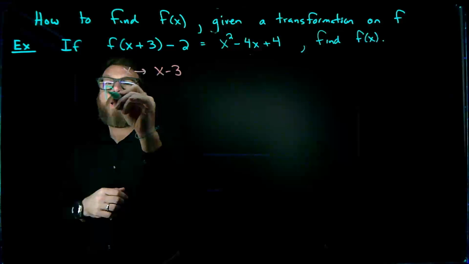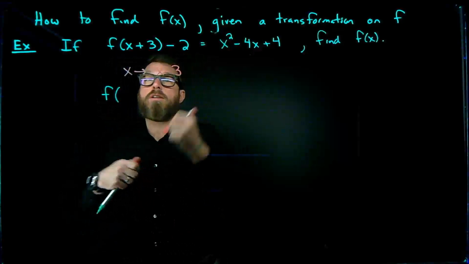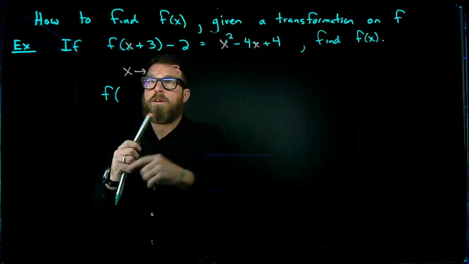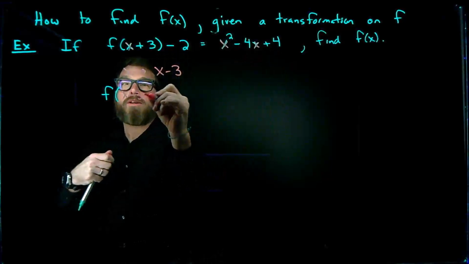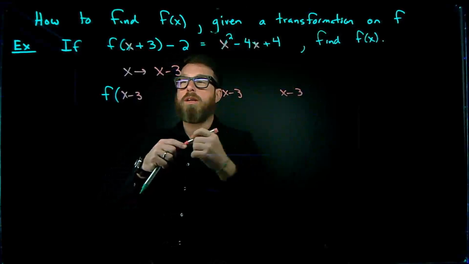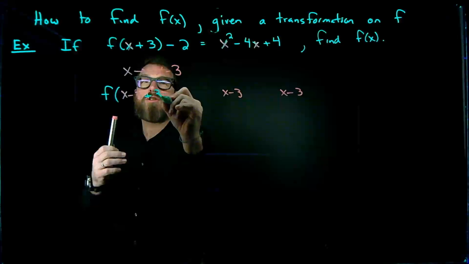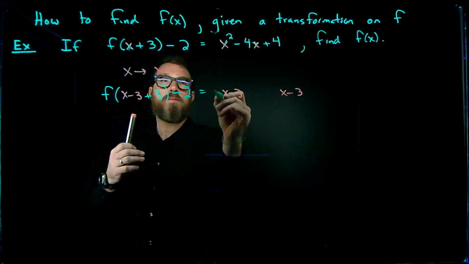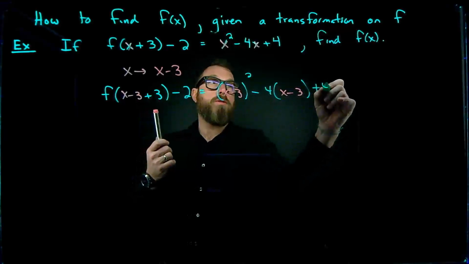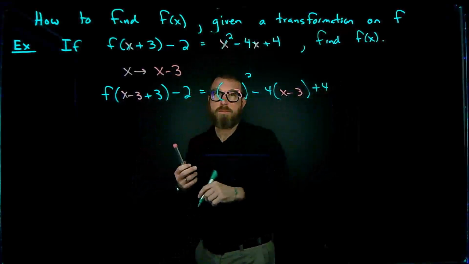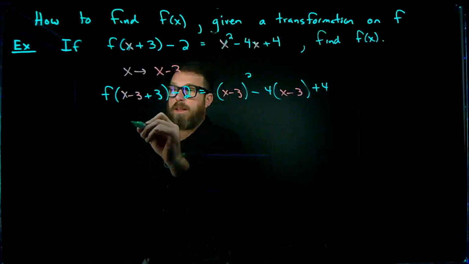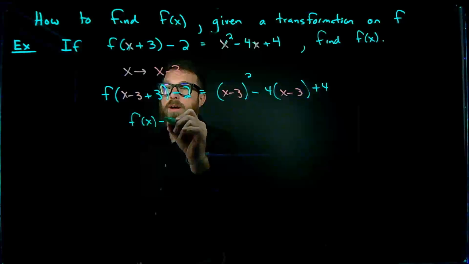So, f of, everywhere there's an x, there's now going to be an x minus 3. So x minus 3 plus 3 minus 2 is going to be equal to x minus 3 squared minus 4 times x minus 3 plus 4. So again, everywhere there's an x, now there's an x minus 3. When I simplify this side, you can see that those 3's annihilate. So this will become f of x minus 2.